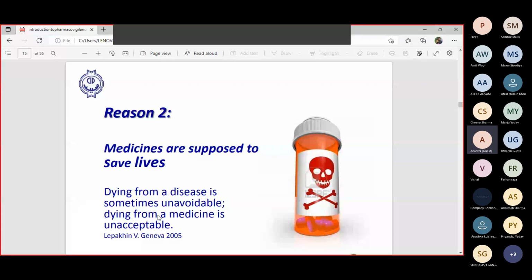So reason 2, okay, medicines are supposed to save life. Dying from a disease is something unavoidable. If the patient got the disease and we treated, and the patient died, that is acceptable. But dying because of the medicines is unacceptable, because the drug is having a serious adverse event. If the patient died because of the serious adverse event, it is not acceptable. That time only the drug is banned from the market. That is why we do pharmacovigilance. Second reason for doing pharmacovigilance: to save human life.